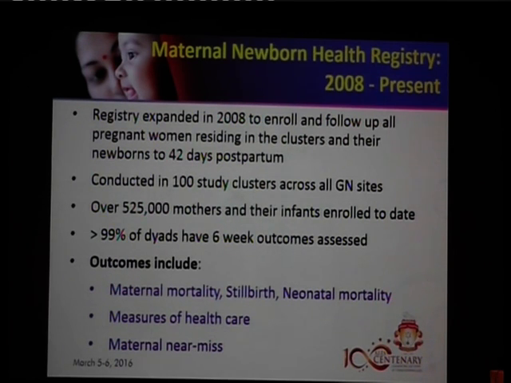This is the first of its kind MNH registry, which has data of more than 500,000 pregnant women and their outcomes. The outcomes include maternal mortality, stillbirth, neonatal mortality, measures of healthcare, and maternal near miss. This we started from 2014. As maternal deaths have come down, to reduce further maternal deaths, capturing the near miss events of a pregnant woman is very critical, and the World Health Organization has of late started auditing all the near miss events in order to reduce maternal mortality further.